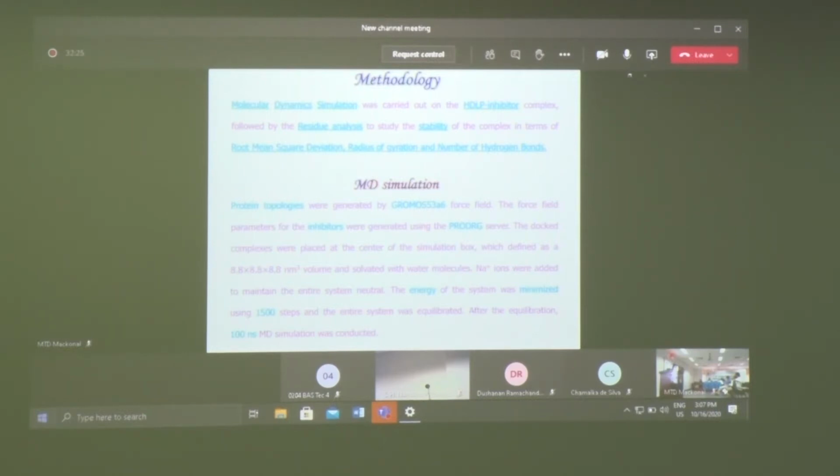Investigation: the protein is optimized, and the ligand parameters are generated using the server. Now the complex is placed at the center of the simulation box. The box size is mentioned here. The required amount of ions are added to the box to maintain a neutral system. The energy of the system was minimized using 1500 steps and the entire system was equilibrated. After equilibration, a 100 nanosecond simulation was carried out.